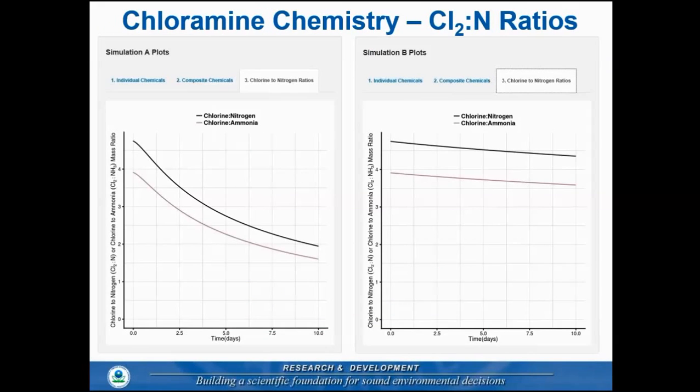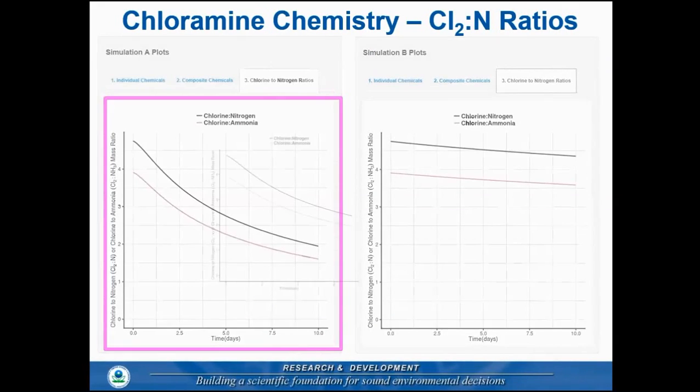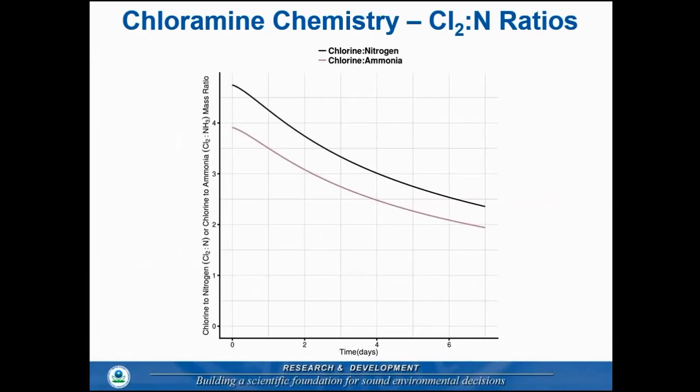And then finally, there's these chlorine and nitrogen ratios, and there's kind of two plots here representing chlorine to ammonia nitrogen in the top black line, and then the magenta line is on a chlorine to ammonia basis. So just two different units in looking at the ratios over time.